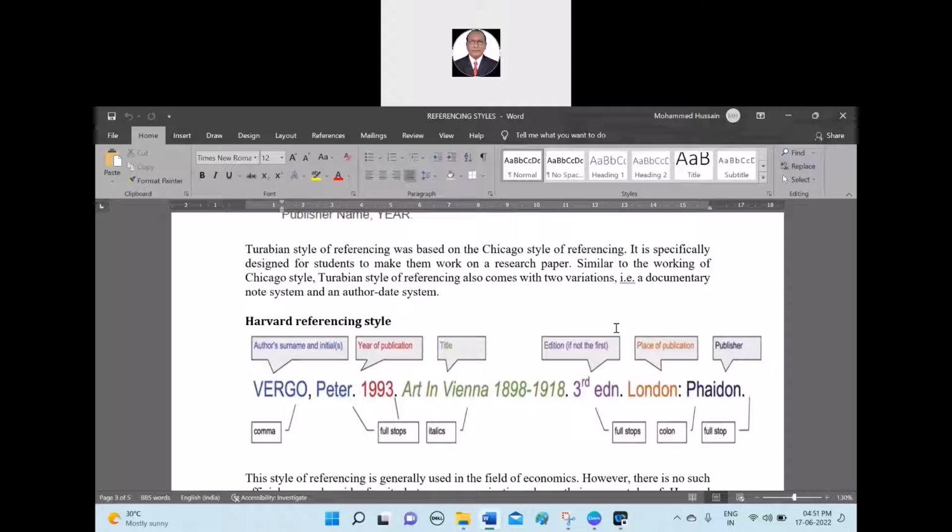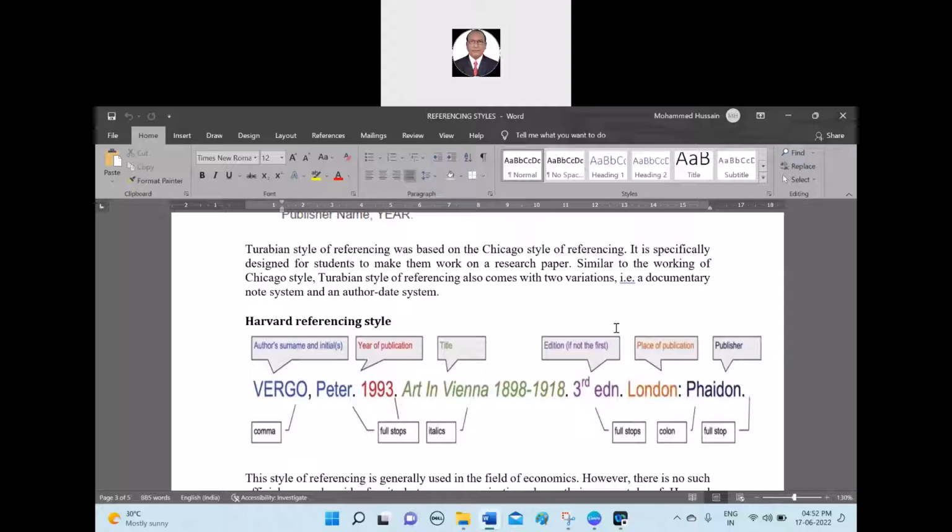Suppose it's pages 75 to 85. Small p, full stop, 75. Don't write 'to'; you write a hyphen, and 85. If the two pages are consecutive, 75 ampersand 76, don't write a hyphen. So that is the style of writing, the acceptable style.